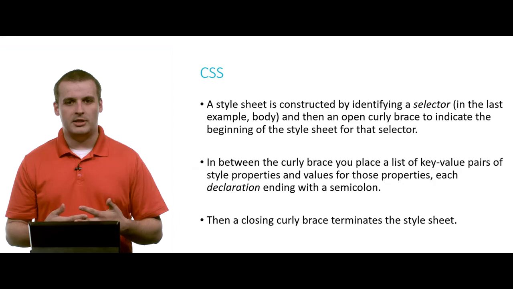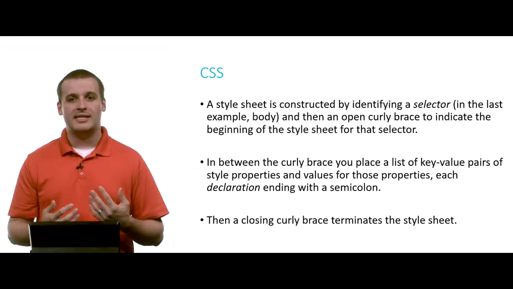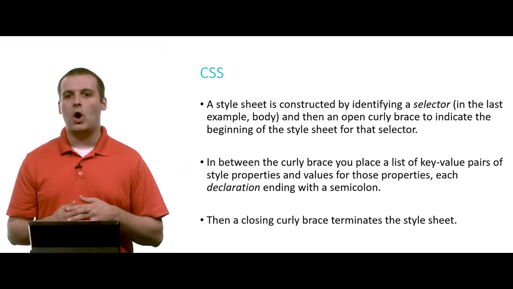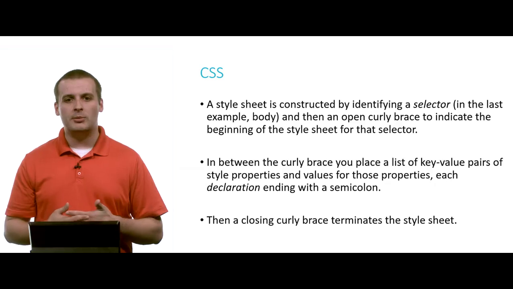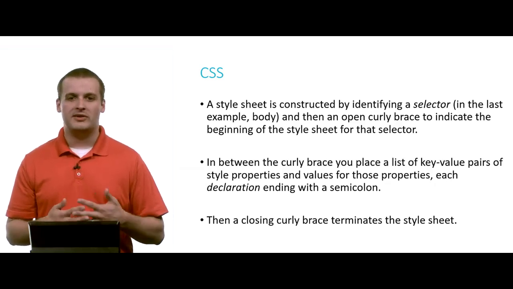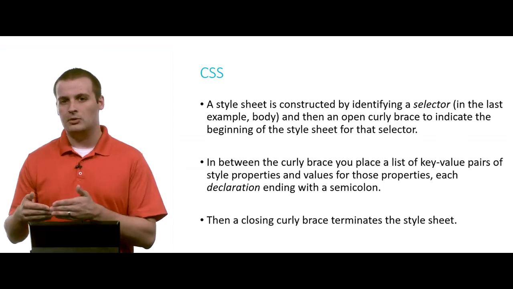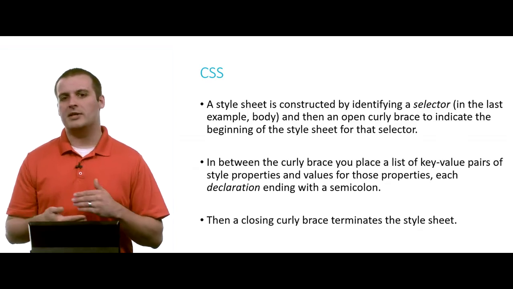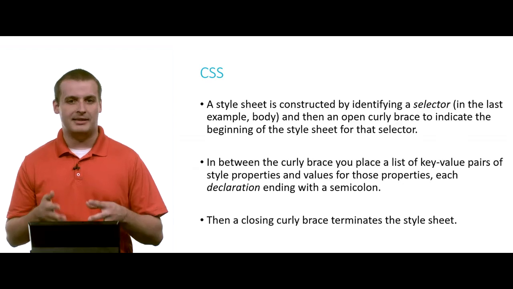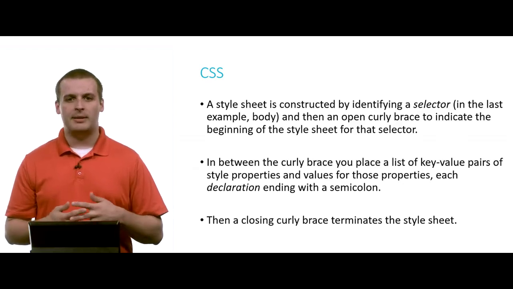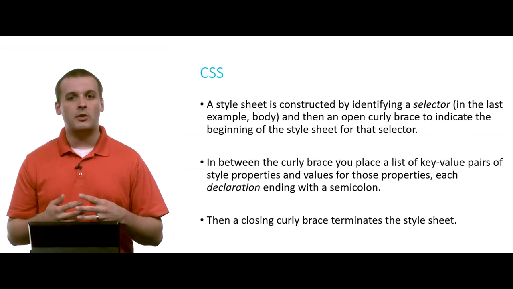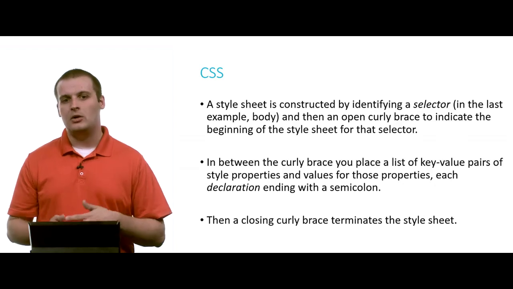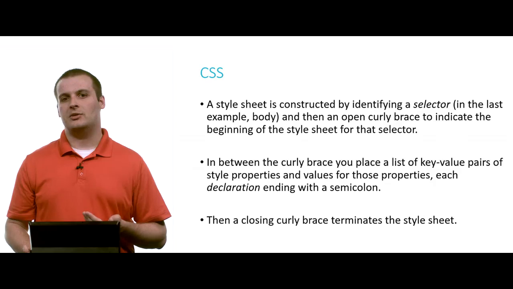So how do we build style sheets? Well, first we have to identify a selector. In the last example, that selector was body. Then we have an open curly brace, and then we're going to begin defining the style sheet for that selector. In between the curly braces, we just have a list of key value pairs. The previous key value pair was background color, blue, semicolon. But we could do more and more of these. We could have multiple things applying to that tag, that selector, body. Each one of them is separated by a semicolon, and we call each one of them a declaration, a CSS declaration. When we're done with all of the styling we want to apply to that particular tag, we just have a closing curly brace to end the style sheet. And we're done defining the style sheet for that particular selector.